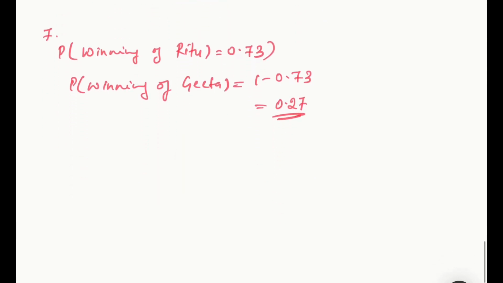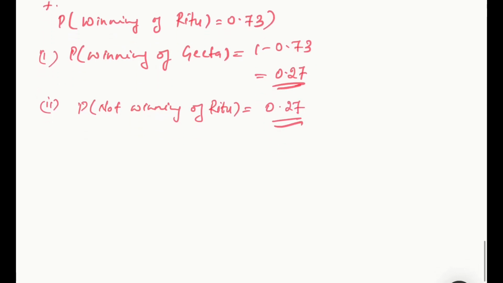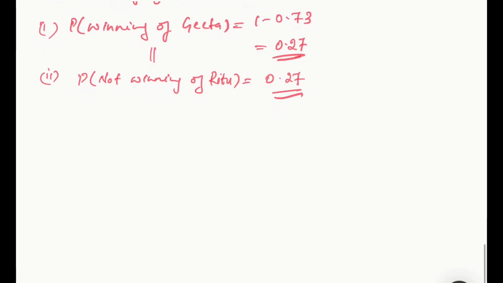Now next, not winning of Ritu. If not winning of Ritu is the condition, what should be the condition? Then if Ritu doesn't win, Geeta has to win, right? So P of not winning of Ritu will be equal to 0.27 itself. Okay, this will be equal conditions. Is it clear?